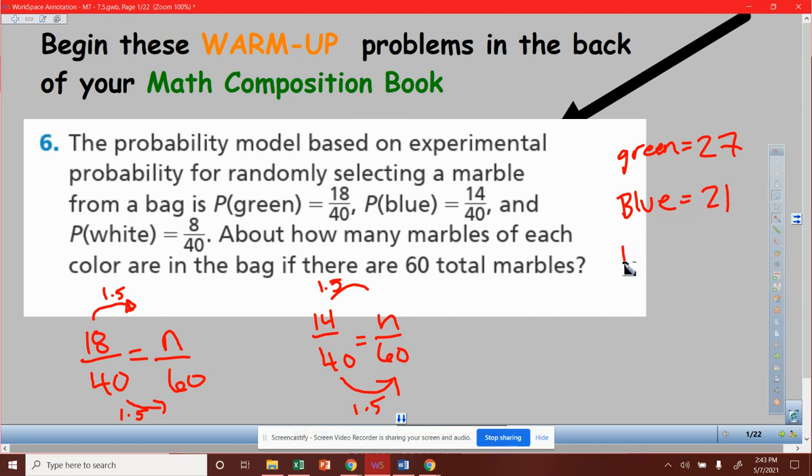And then the last one is the white, which is 8 out of 40. Let's project that on 60. Let's multiply that by 1.5, and you'll get 12. Just to double check, if I add up 27, 21, and 12, you're going to get 60 marbles. So just like if you added up the 8, the 18, and 14, you end up getting 40. So it shows we're using the whole amount.